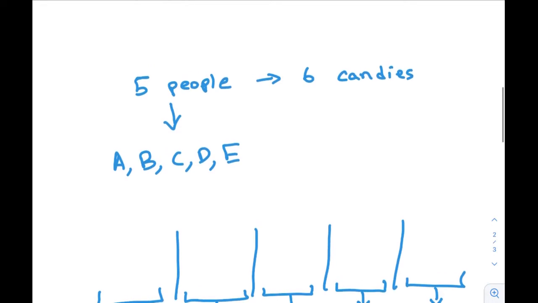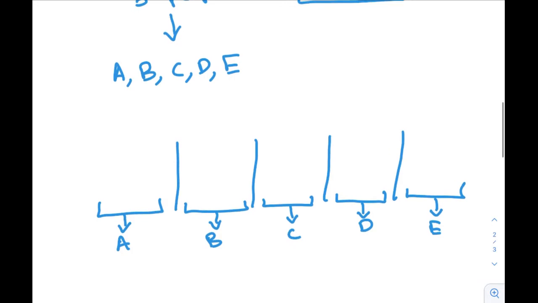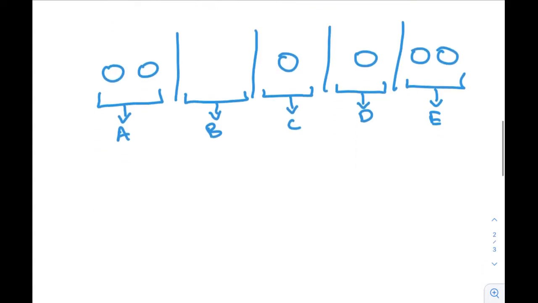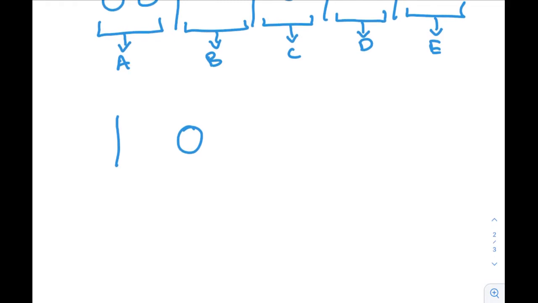So now, if you distribute the 6 candies within these barriers, let's just say you have something like 2 here, none here, 1 here, 1 here, and then 2 here. Well, then we know 2 candies go to A, none to B, 1 to C, 1 to D, and 2 to E. So how many ways can we arrange these 4 barriers, which we're representing by a straight line, and our 6 candies, which we're representing by a circle? So we know we have 4 of these bars and 6 of these circles or candies.